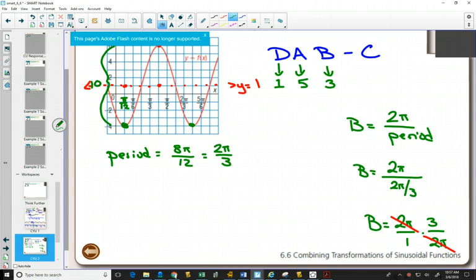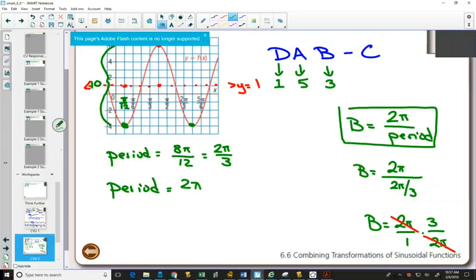Another way that you could have found your B value. So we had this formula that your B value is 2 pi over your period. When we did it the other way, we had this formula that your period was 2 pi over your B value.